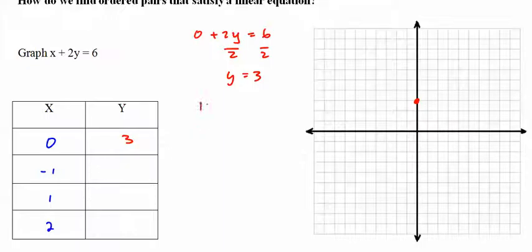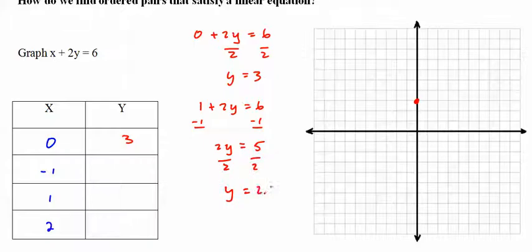For 1, we get 1 plus 2y equals 6. And this is not meant to be neat. No, I'm erasing to make it neater. It's just quick and dirty. Let's figure out what's going on here. Y equals 2.5. 1, 2.5. Let's try negative 1 up here. Negative 1 plus 2y equals 6. Shorthand, 2y equals 7, y equals 3.5.